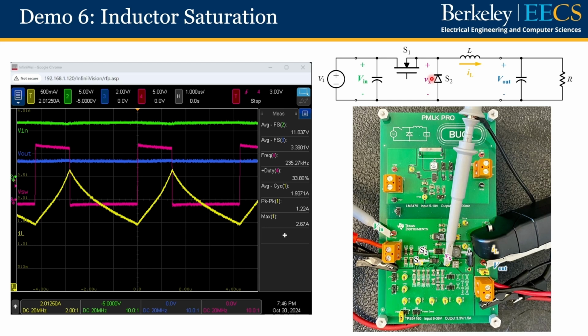Moreover, if the peak inductor current becomes too high, it may cause overcurrent in the switching devices and damage the converter. Therefore, in most cases, we should avoid inductor saturation when designing and operating a power electronics converter.